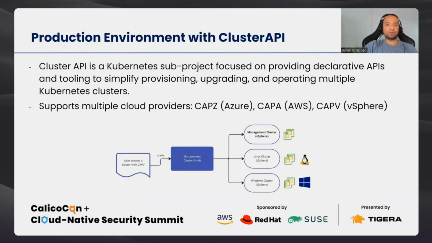Cluster API is a Kubernetes sub-project focused on providing declarative APIs and tooling to simplify provisioning, upgrading, and operating multiple Kubernetes clusters. It supports multiple cloud providers, CAPZ, CAPA, or CAPV. The installation is kind of straightforward. The user uses a Kubernetes cluster to create objects, and the controllers inside this Kubernetes cluster will spin up and manage the life cycle of the other clusters.